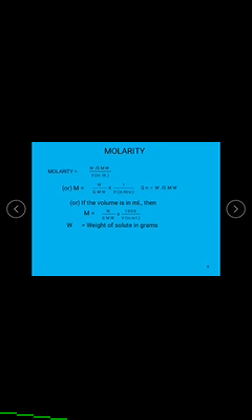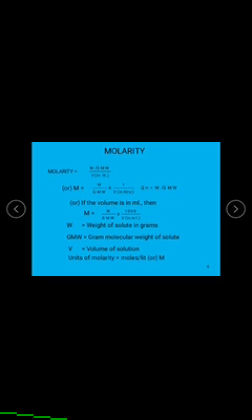W is equal to the weight of the solute in grams. GMW is the gram molecular weight of the solute. V is the volume of the solution. The unit for molarity is moles per liter, or capital M.